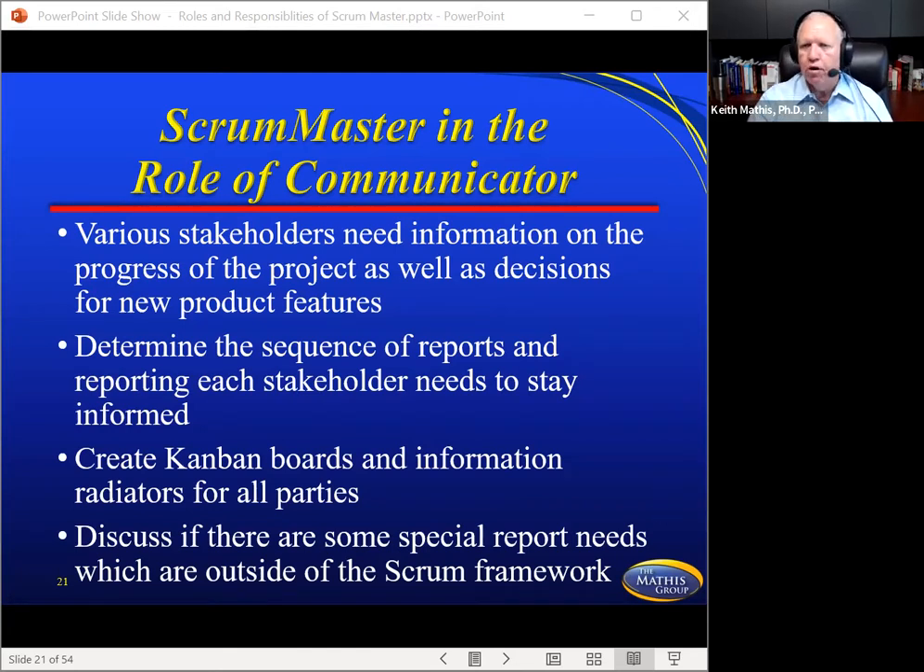Now, you might use your Scrum Master totally different. And so I'm not saying yours is wrong. Yours might be perfect for your project. But in general, this is what we're looking at.